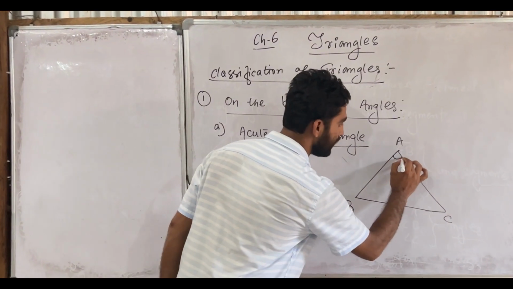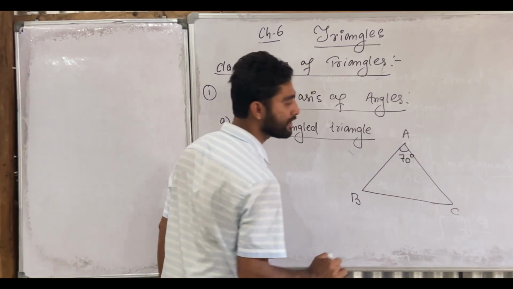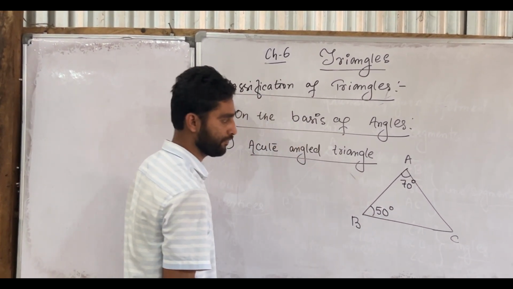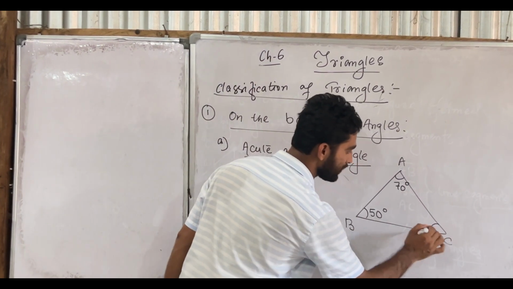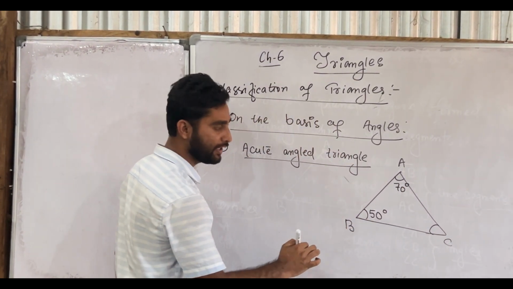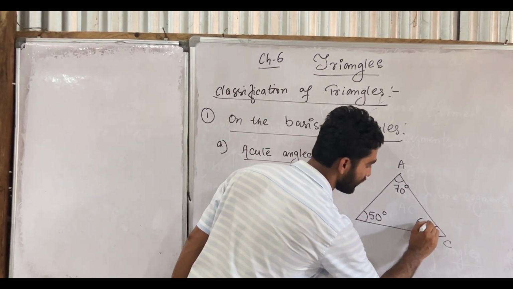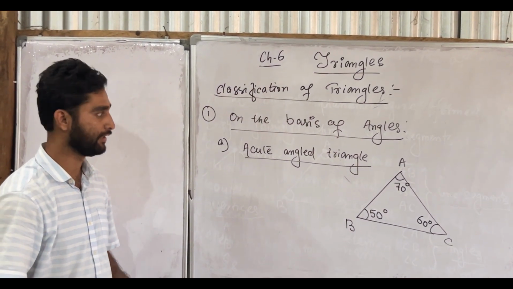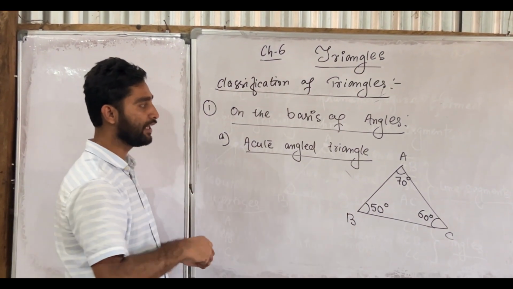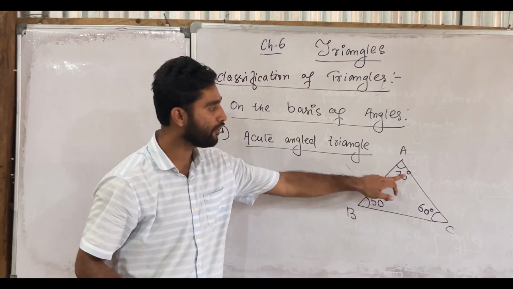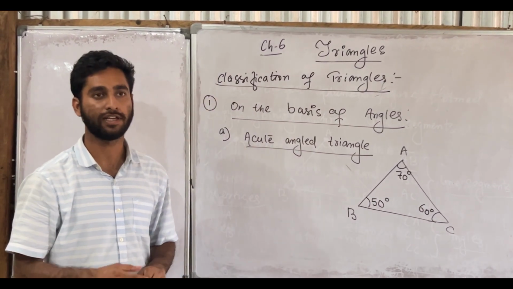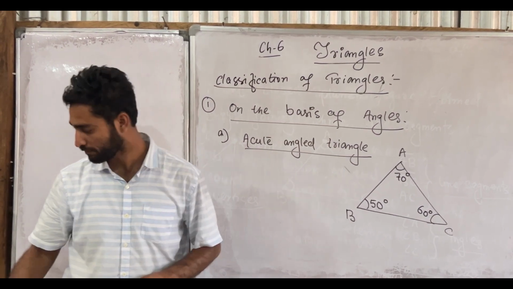For example, this angle A is 70 degree. Angle B, let's suppose 50 degree. So angle C will be how much? 70 plus 50 is 120. So this will be 60 degree, as we know in a triangle the sum of all the angles is 180. So what is acute angle triangle? If in a triangle all the angles are less than 90 degree, then this kind of triangle is called acute angle triangle.